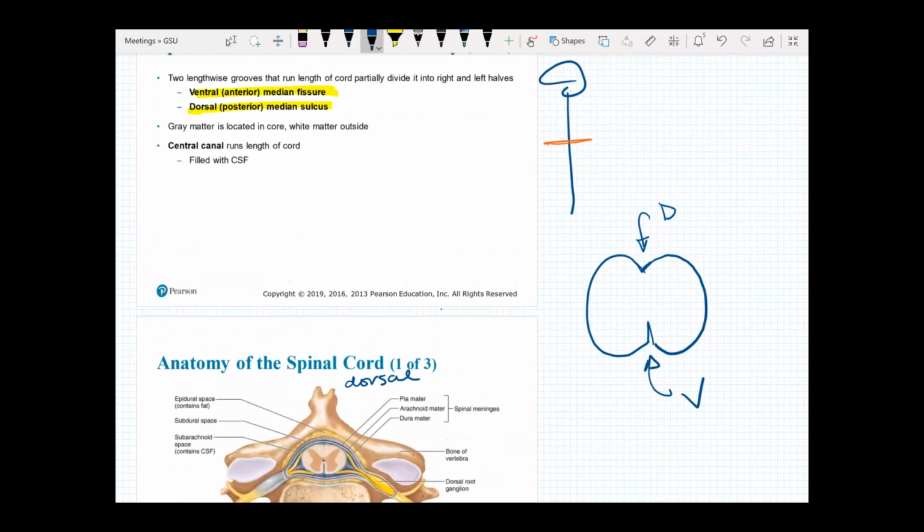And it is built with the pattern of gray matter located in the middle and white matter around it. The gray matter is actually going to be the dark matter that makes up the inside of the spinal cord. The white matter is going to be the lighter material. So it makes this butterfly shape inside the spinal cord. The dark matter is going to be on the inside. So that's this. And then the white matter will be the other parts around it. And then right down the middle, there's going to be this central canal that does run the length of the spinal cord and is filled with CSF.